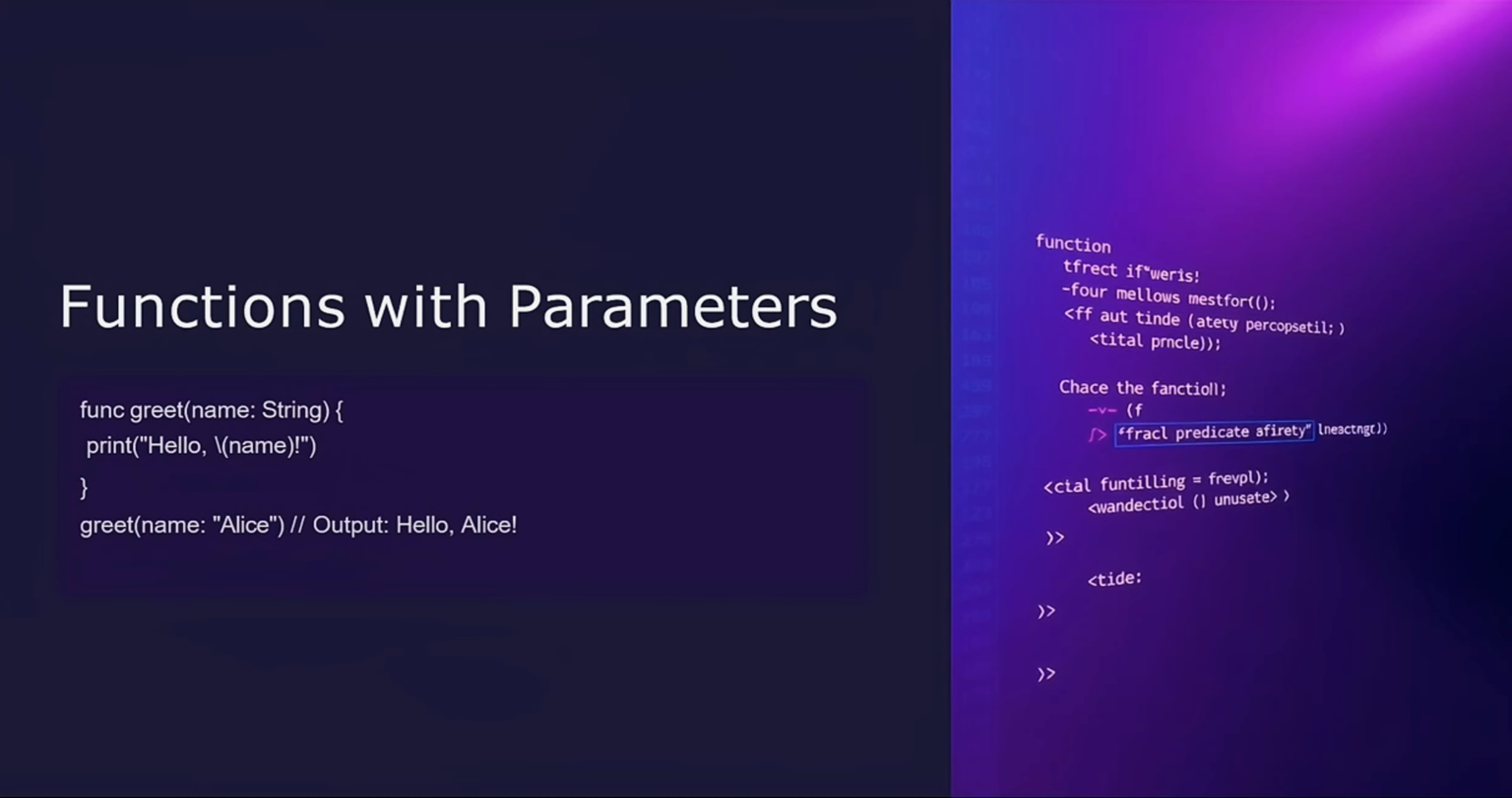Functions can accept input values called parameters. Let's modify our function to accept a name parameter. Swift: func greet(name: String) { print("Hello \(name)") }. Now we can call it with different names. Swift: greet(name: "Alice"), which gives us the output Hello Alice. greet(name: "Bob"), which gives us the output Hello Bob. Here, name is a parameter of type String. When calling greet, we provide an argument to personalize the message.